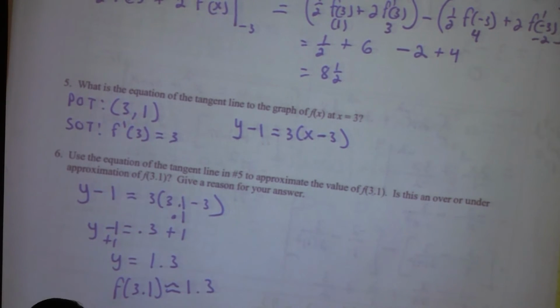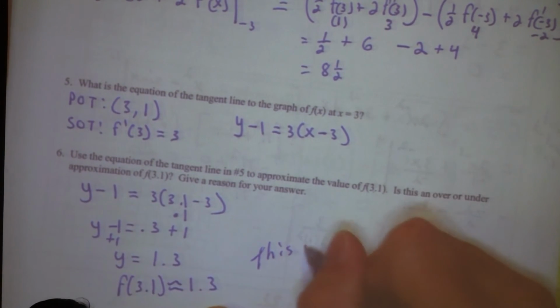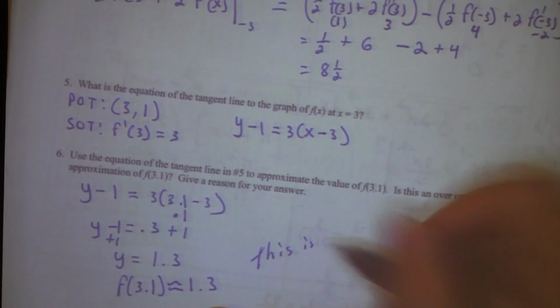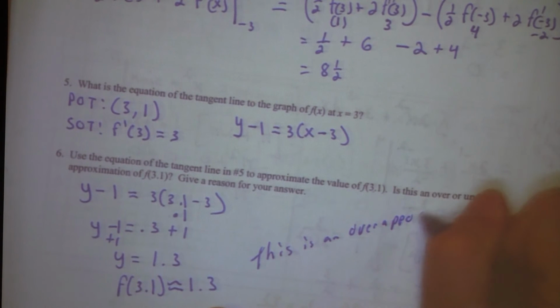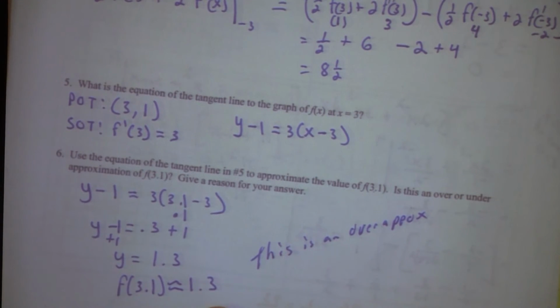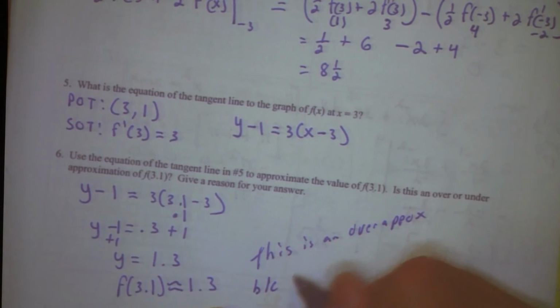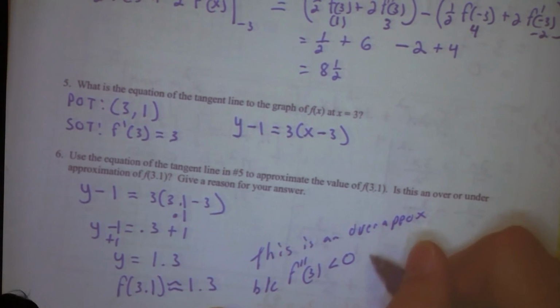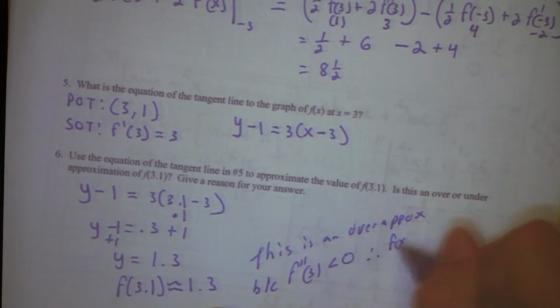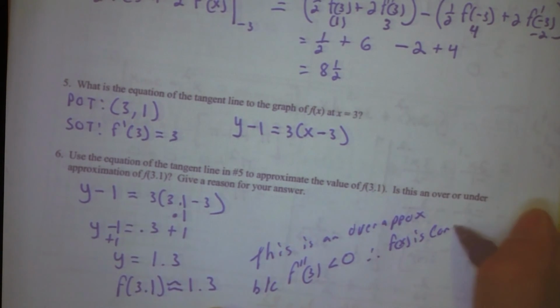So how can we write that? This is an over approximation. Why? Because f double prime of 3 is less than 0. Could we say, therefore, f of x is what? Concave down? Okay, let's say that.